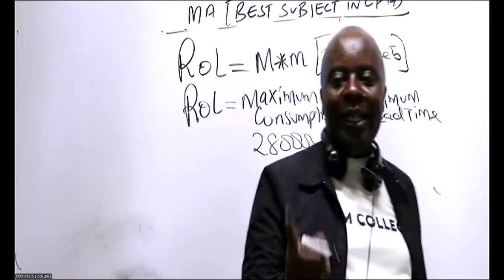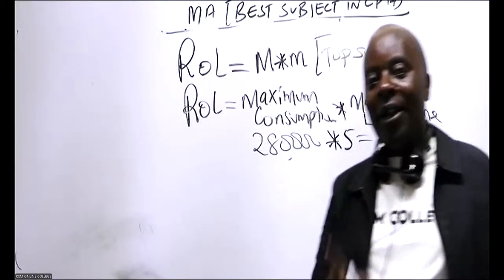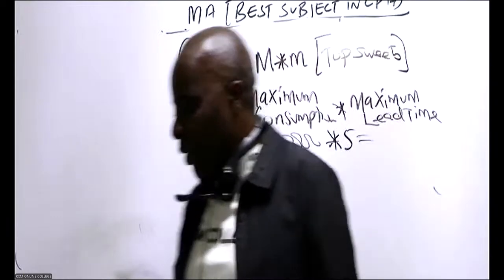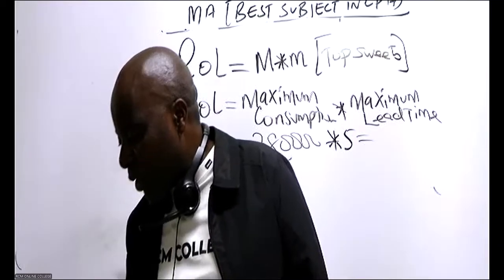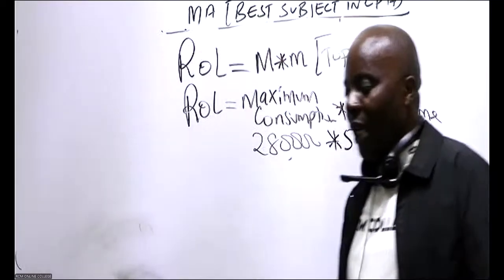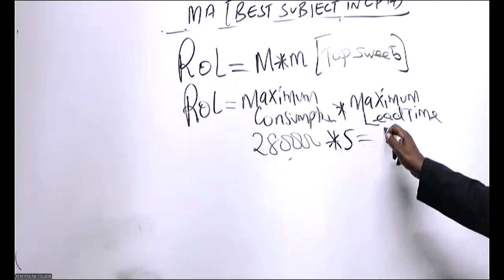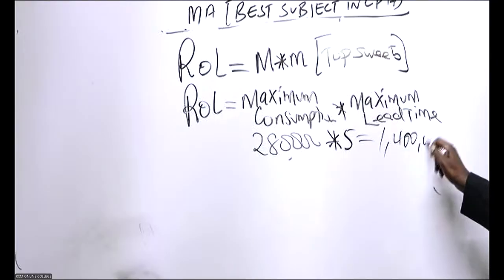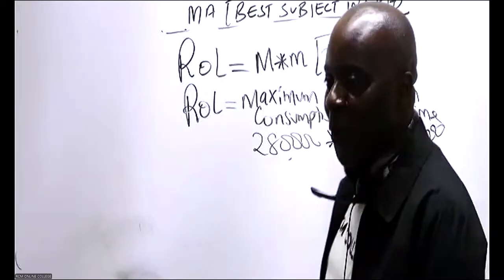At first, you shall write reorder level in full. Reorder level. So how many are we able to get, ladies and gentlemen, here? 1.4 million. Great. So there we have 1.4 million units.